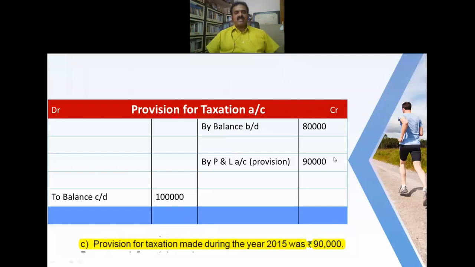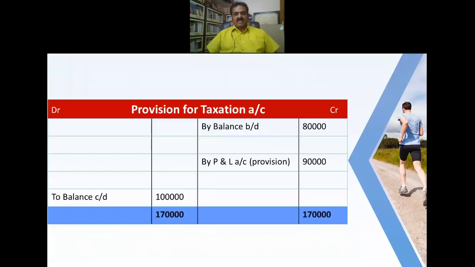So, provision is taken on the credit side of the account, that is to say 90,000 rupees. This provision is transferred to profit and loss account. So, by P&L account, that is called provision for the year 2015, around 90,000 rupees. So, that is the adjustment. Close the account, credit side is higher, that is 1,70,000, and the balancing figure is 70,000 rupees. That is called tax paid. If provision is given, normally you will get a balancing figure as tax paid. If tax paid is given as an adjustment, normally the balancing figure would be provision.